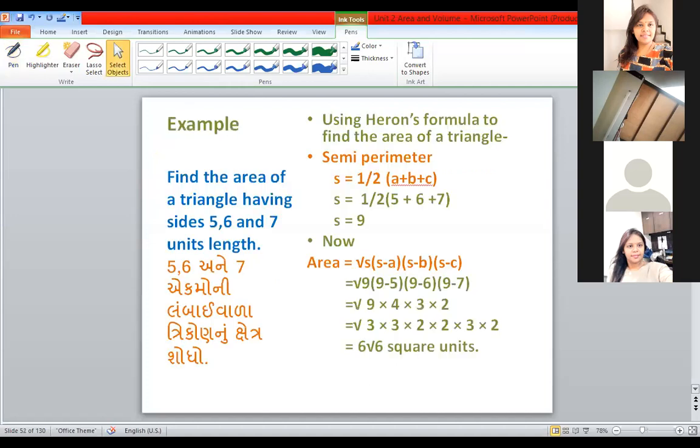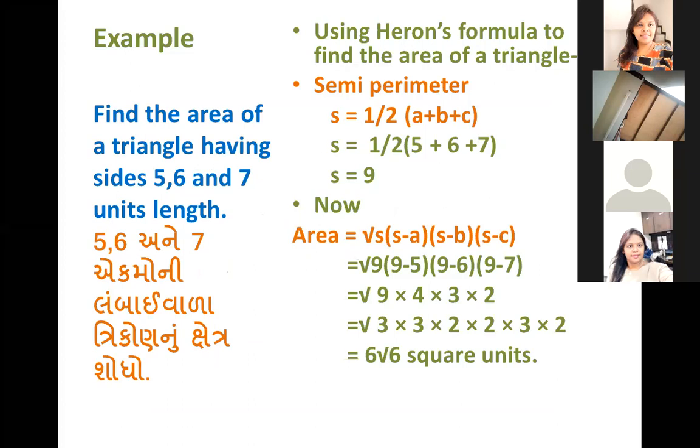Okay, so these are the examples. Here they ask you to find the area of the triangle whose sides are given as 5, 6, 7 units. Here the length is given in units, so don't worry. If you have three sides, you must use Heron's formula. By Heron's formula, first of all, find S, which is the half perimeter.